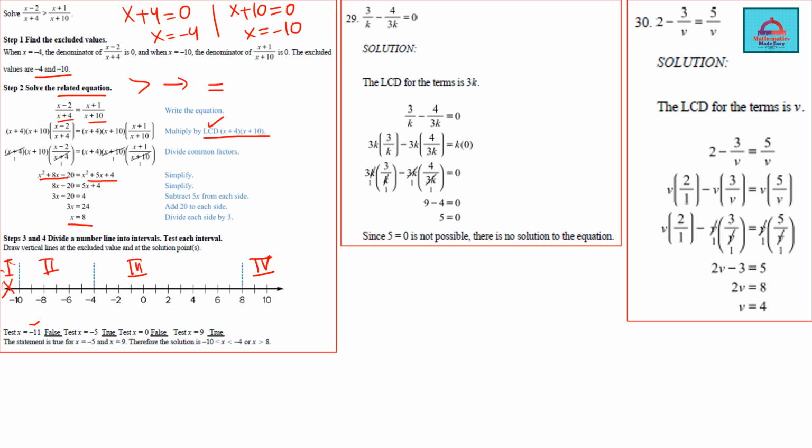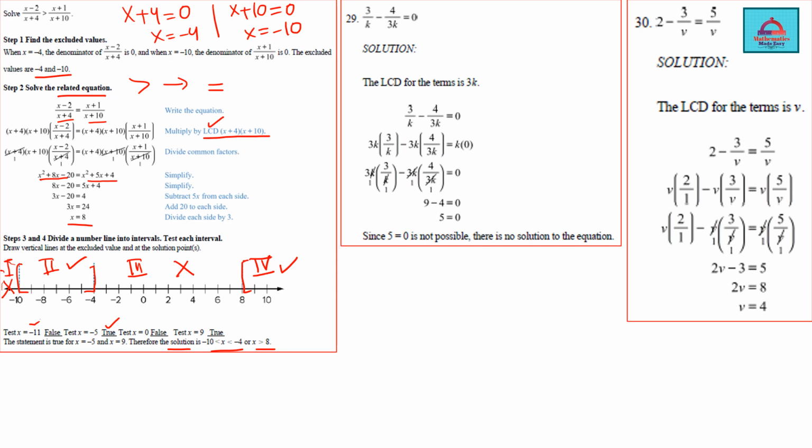Then you put x equal to minus 5, a point in the second interval, and it comes out to be true. So from minus 10 to minus 4, this is a solution interval. Then you put x equal to 0, it is false, so this is not going to be the solution. Then you put a number here, x equal to 9, this is going to be a solution. So these two intervals are going to give you the solution set. Therefore the total solution is minus 10 to minus 4, interval 2, and x more than 8, that is interval 4. So this is how you solve the inequality.